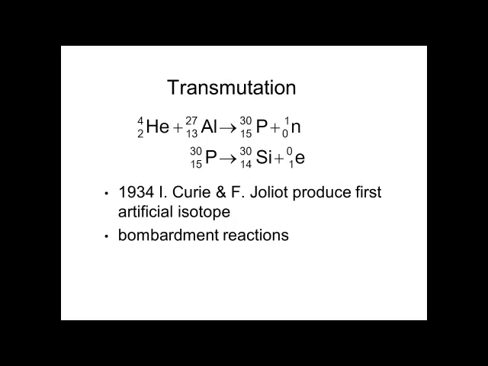Transmutation. These are bombardment reactions. Here an alpha particle bombards an aluminum-27 nucleus and converts it to phosphorus-30. The phosphorus-30 decays into silicon-30. This was the first reaction discovered by Irene Curie, Marie's daughter, and Frederic Joliot, her husband, in 1934. They produced this first artificial isotope.